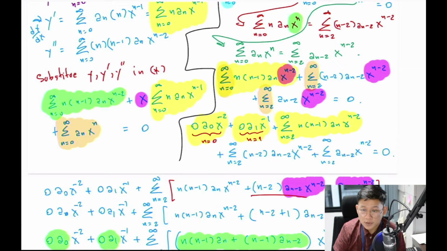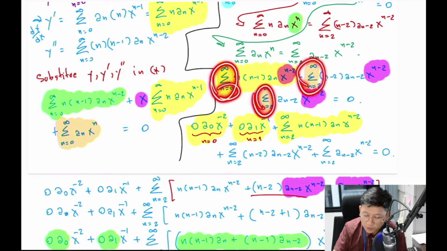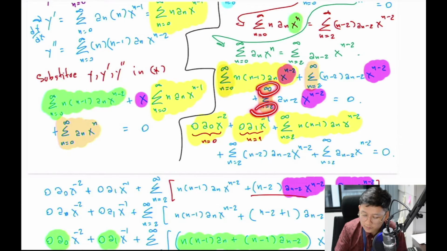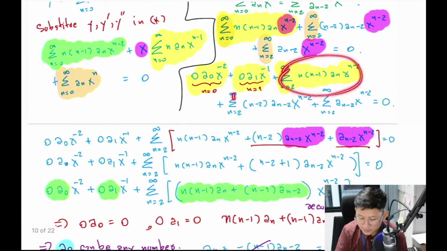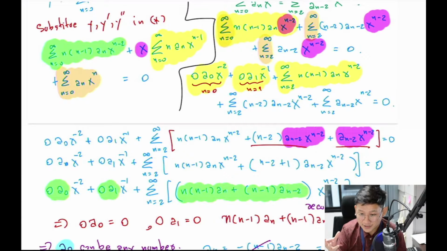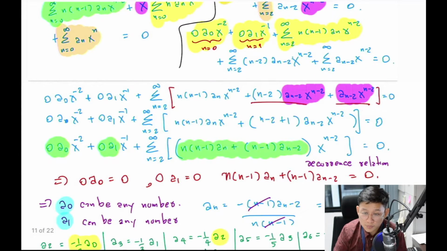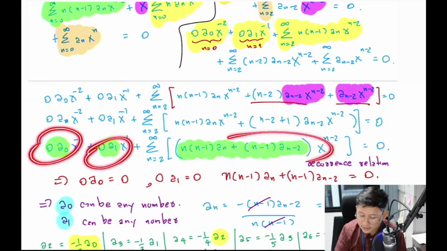And the remaining problem is the summation here is from 0 to infinity, from 2 to infinity, from 2 to infinity. So I split this into the case when n equals 0, n equals 1, and the rest I write in terms of summation. Then these 3 summations are alike. They are pretty much the same, right? It's summation from n equals 2 to infinity, and you have x to the n minus 2. So you group them together, you get this, and that.